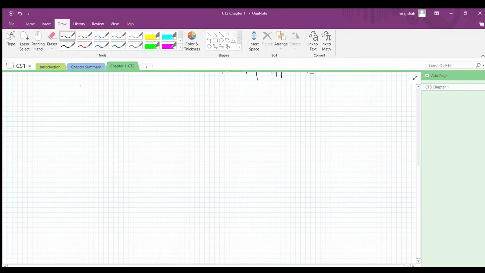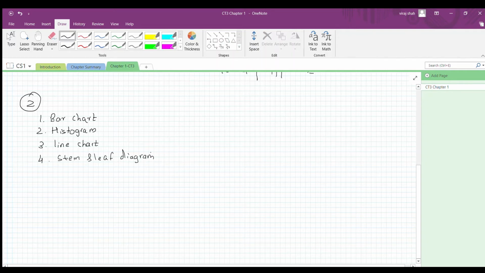So what are the different diagrams we observe in the statistical part? We observe the bar chart. We would observe the histogram. We could observe the line chart. We would observe the stem and leaf diagram. However, stem and leaf diagrams are never asked in examination, but since it is included in the past version, I'm just writing it down. The stem and leaf diagram is completely omitted from the CS1, so you do not need to learn the fourth part.